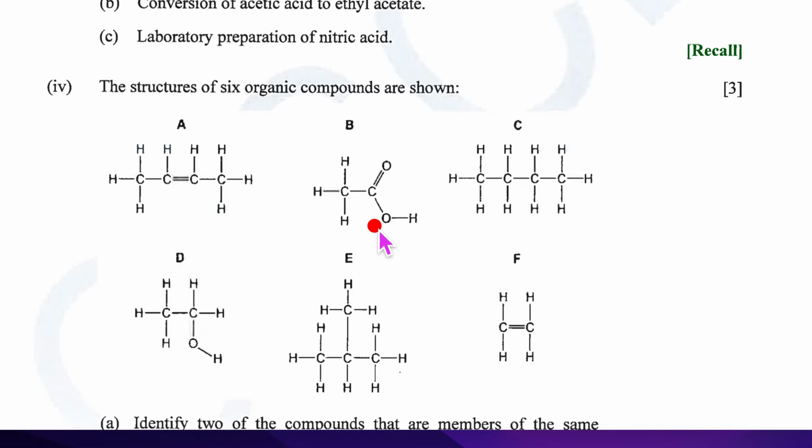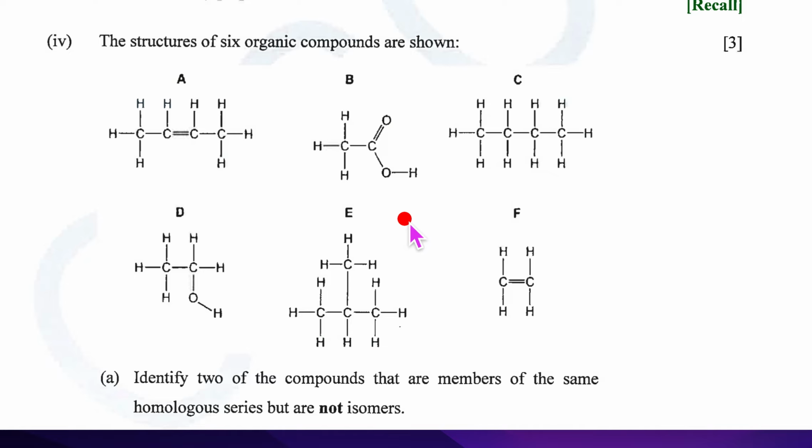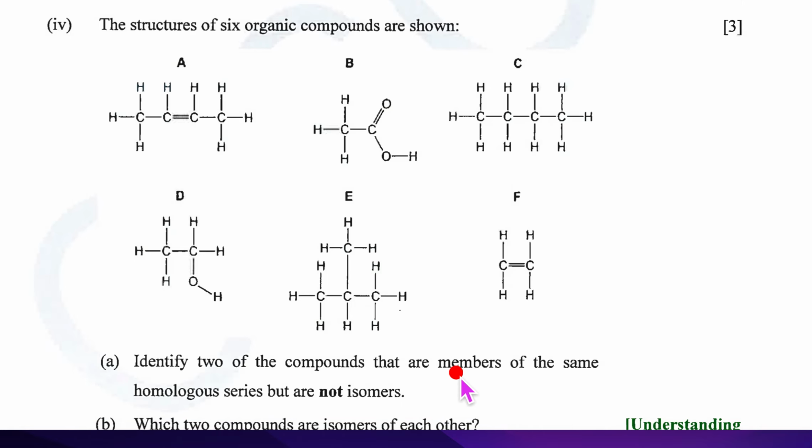Please learn it properly. Look at these 6 organic compounds which are given. Identify 2 compounds which are the members of same homologous series but not isomers. Homologous series means it will be your double bond also. This is a double bond, this is a double bond. What is this? Is it a double bond? This one is carboxylic acid. What is this over here? This is dash OH. Don't say it is CHO. No, it is C and OH. So this is your alcohol. This is oic acid. This is alkane. This is alkane. And this is alkene.